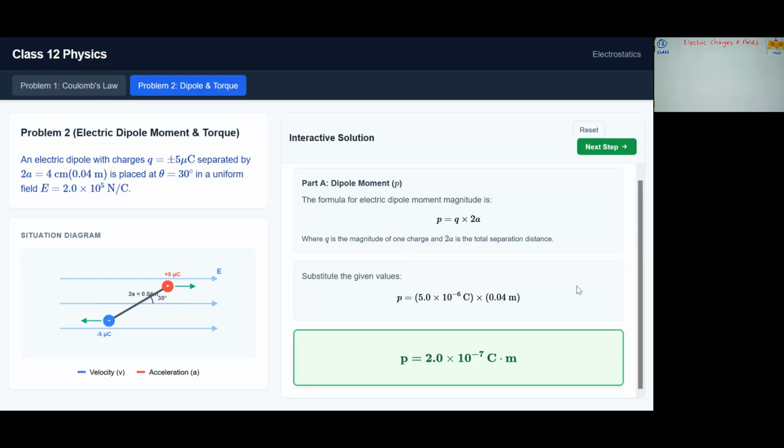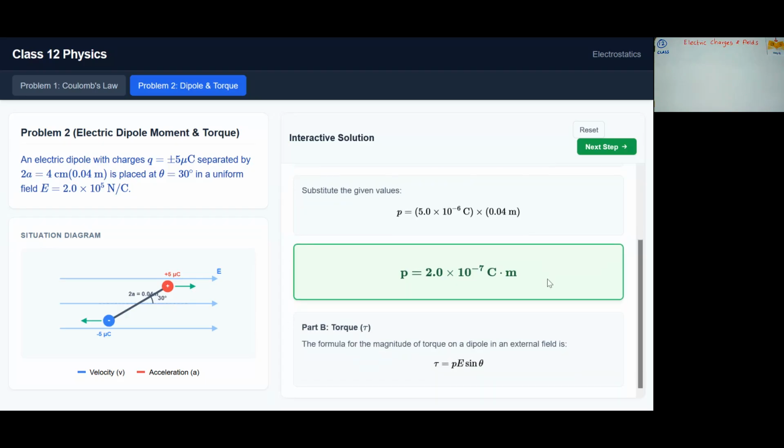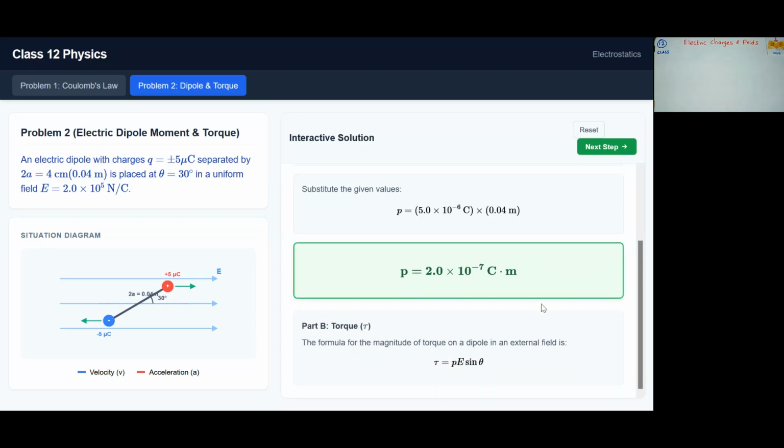Yes, correct. Torque. Very good. So let's find out how much torque is twisting this dipole. Next step. Torque. Already we know the formula: the magnitude of the torque on a dipole is tau equal to p E sin theta.